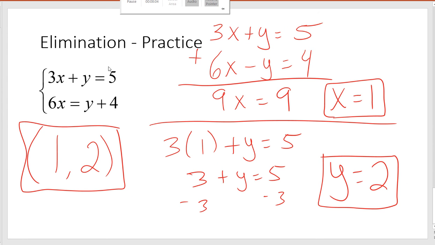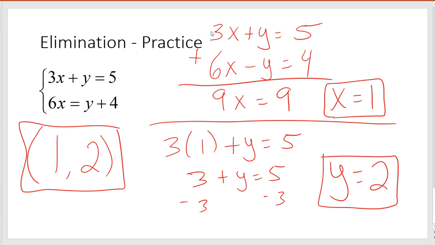All right, on this problem, I hope you noticed that y had a coefficient of 1. This y had a coefficient of 1, but I also hope you noticed they were on different sides of the equal sign. So this y is on the left side, this y is on the right side. So I want to make the terms kind of line up. So to do that, I subtracted y from both sides in this bottom equation.